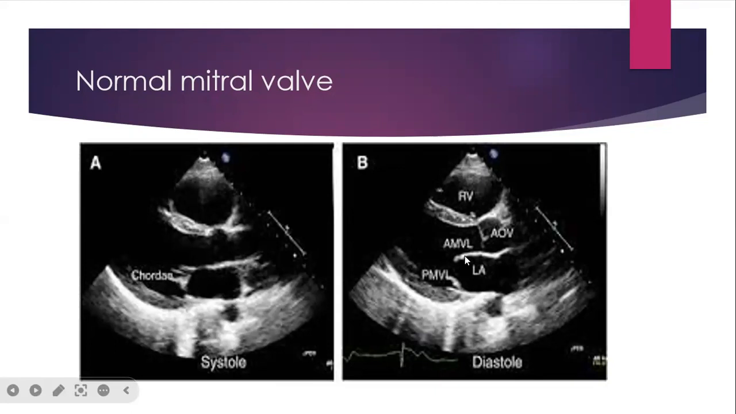Okay. Now they are open in the diastolic phase. This is how they look more. Anterior mitral valve leaflet, posterior mitral valve leaflet, aortic outflow, and then the right ventricle. That is how it appears in this case.